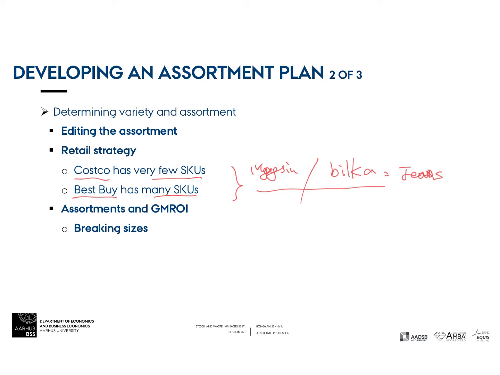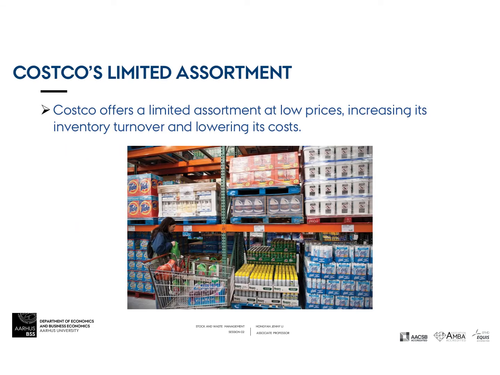And then look into the performance measures. That's very important. You need to actually see how your investment will bring the return to you. Now you can see Costco offers a limited assortment at low prices, increasing its inventory turnover and lowering its costs. Normally you buy big packages, and then the shop doesn't need to open the packages, and then you also probably sell more.